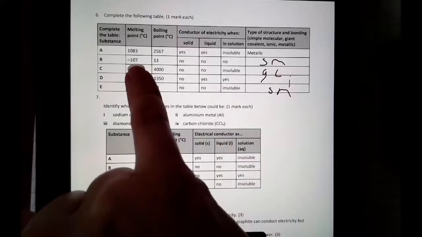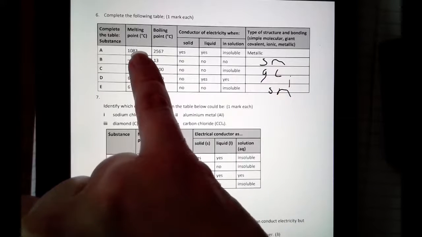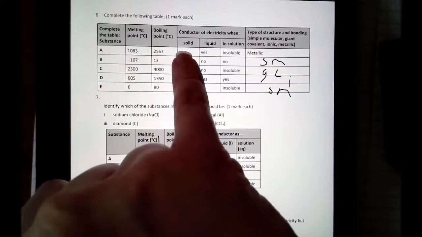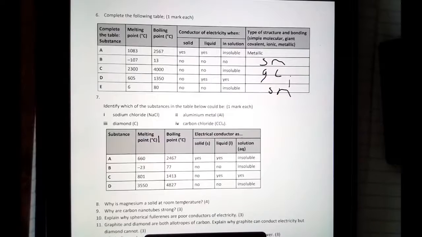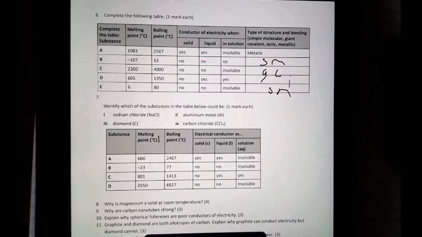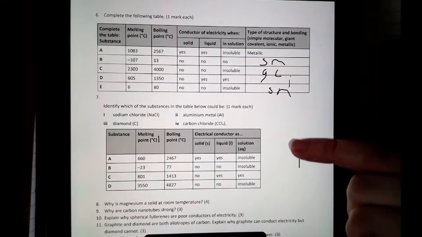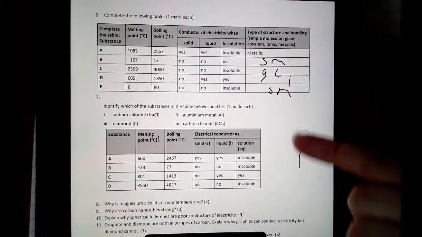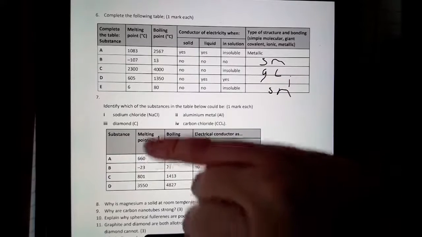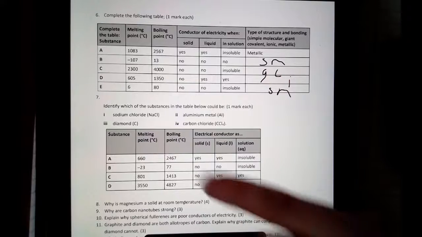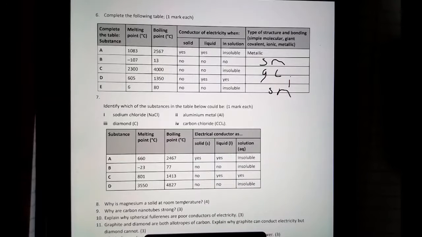Okay, if you look at the top row, which is filled in for you, this was for a metal, really high melting and boiling point, does conduct when solid and liquid because those delocalized electrons can move even when it's a solid, and that would have been metallic. Okay, if we look at the next table, this is slightly different. In this one, they're giving you 4 different substances and they want you to match them up.